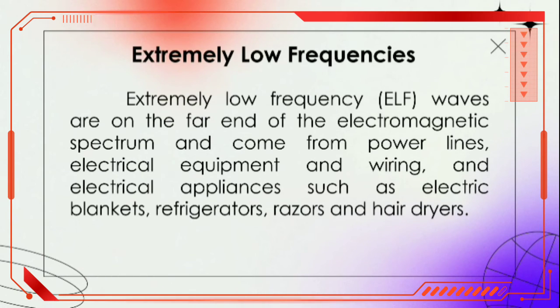Next will be the extremely low frequencies. Extremely low frequency waves are on the far end of the electromagnetic spectrum and come from power lines, electrical equipment and wiring, and electrical appliances such as electric blankets, refrigerators, razors, and hair dryers. ELF waves can go through water, so they are also used for detection by submarines. According to the National Cancer Institute, there is no experimental evidence showing that normal levels of extremely low frequencies are dangerous to humans.